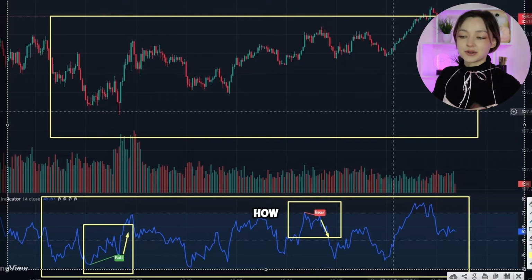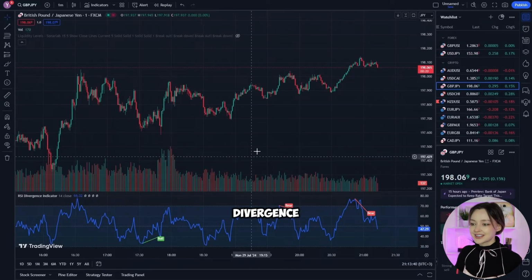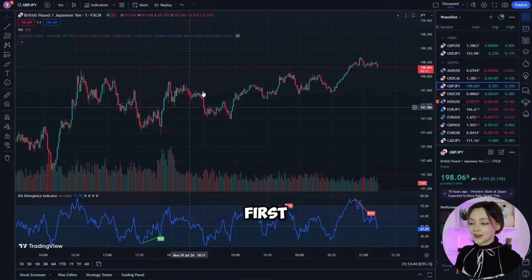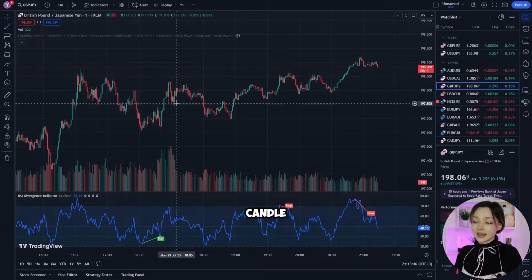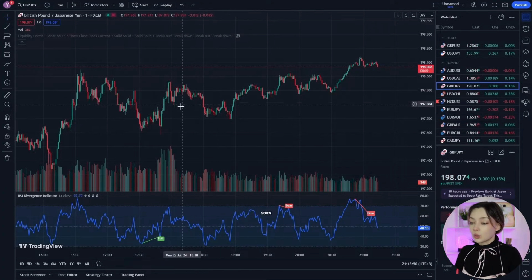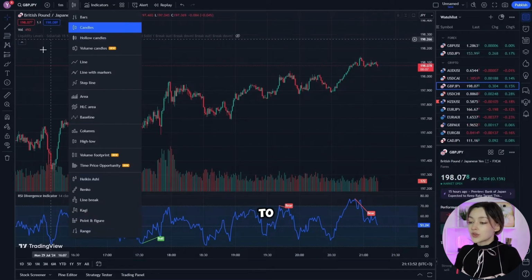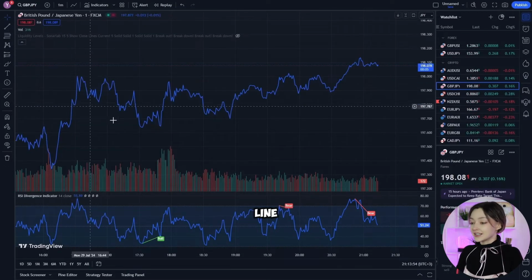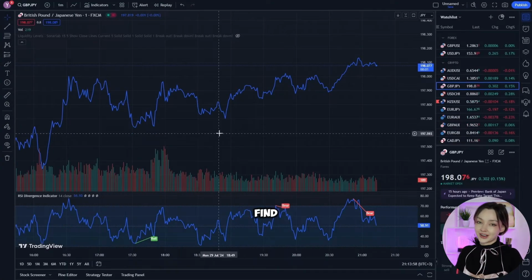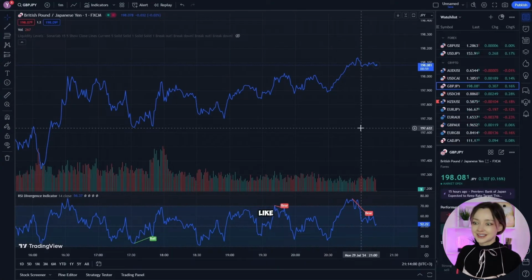Now let's figure out how to find our divergence essentially. To make things easier, let's customize the chart first. We need to change the candle chart to the linear chart type. Let's do this real quick. In order to do this, we're going to this section and selecting line. As you can see, the divergence is now easier to find. So what does it look like?